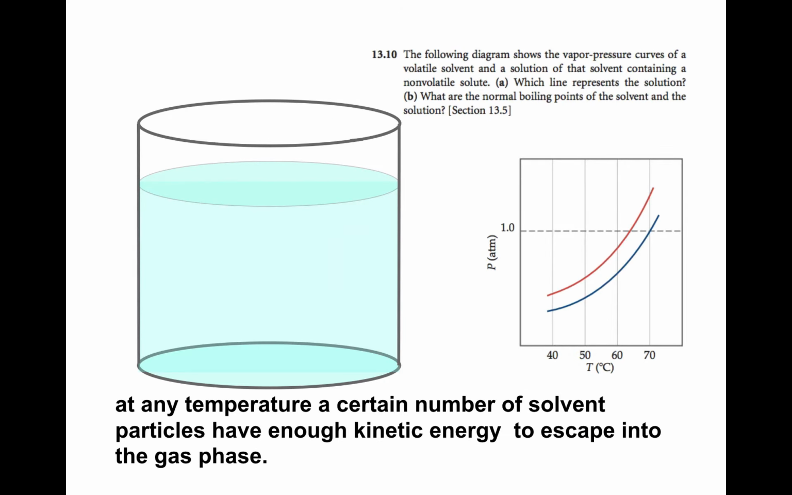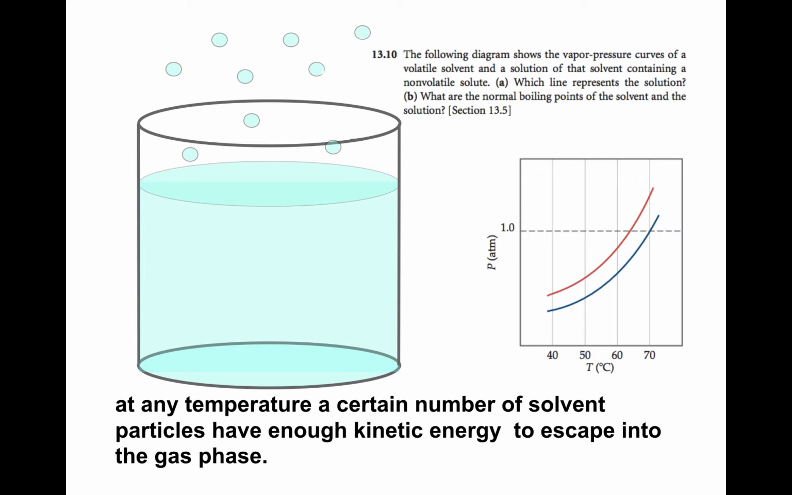Well, this is the way it works. All right. First of all, vapor pressure. What is vapor pressure? At any given temperature, a certain number of solvent particles have enough kinetic energy to escape into the gas phase. So at a particular temperature, say 50 degrees Celsius, a certain number of those particles can escape into the gas phase. That's what vapor pressure is, the amount of particles sitting up over the liquid in the gas phase.